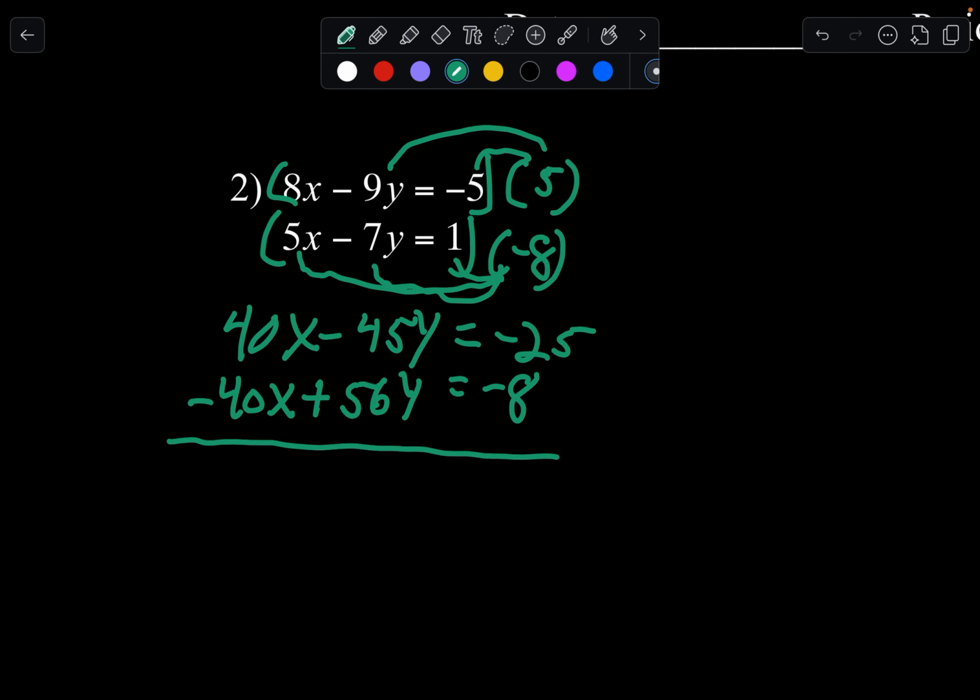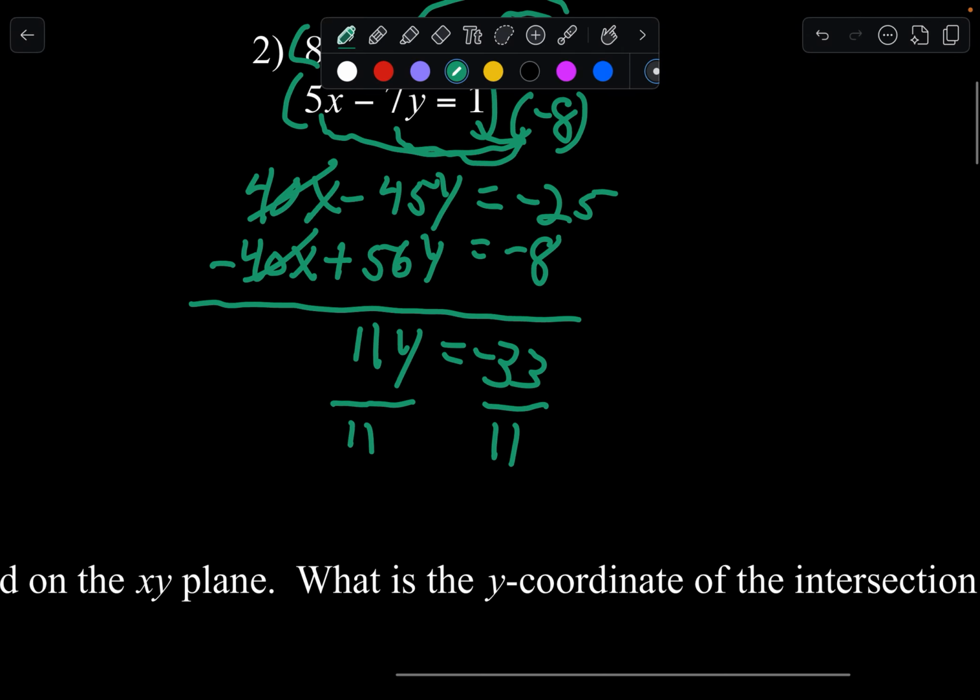Now, if I add these, the x's do sum to 0. And then we have to figure out what 56 minus 45 is. That's 11y. And negative 25 minus 8, I believe, is negative 33. I don't have a calculator in front of me, so I hope I'm not making mistakes algebraically or numerically. Divide both sides by 11, and we get y equals negative 3.